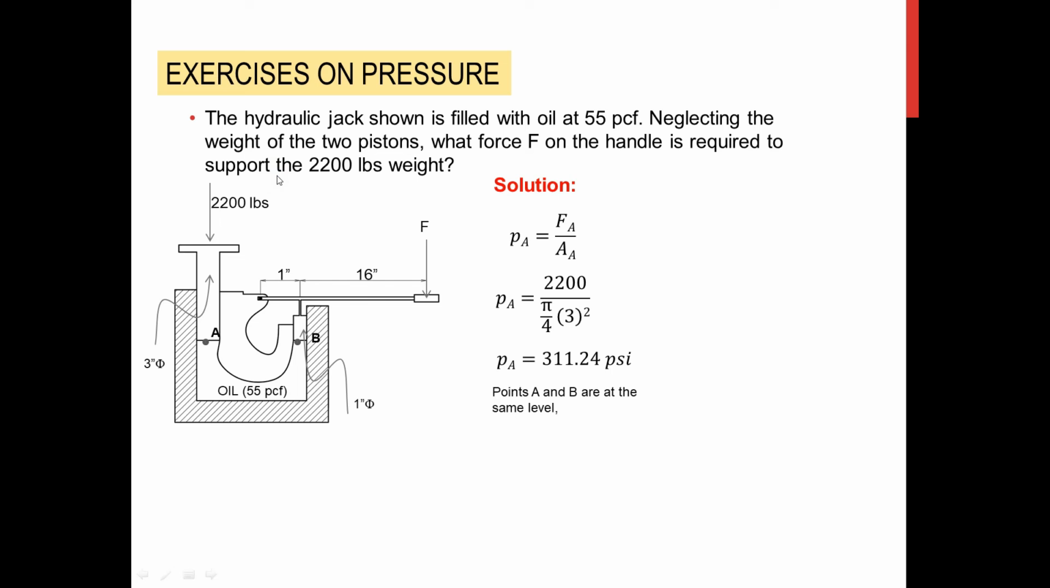So here, we do not need to write a pressure equation, knowing that points A and B are at the same level. Same level with the same liquid, the pressure will be equal. Hence, we can say that PA is equal to PB, equivalent to 311.24 psi.